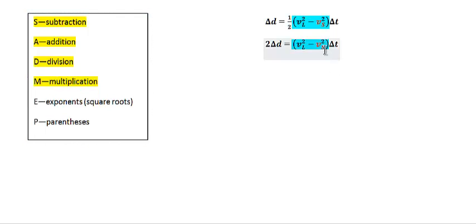Well, yes, the parentheses that contain the variable that we're trying to isolate is being multiplied by delta t. To get rid of it, I divide by delta t, and I get this on both sides. 2 delta d over delta t on the left, and then it was all this stuff in parentheses, all of that times delta t over delta t. The delta t's cancel in the numerator and denominator, and we're left with just this.